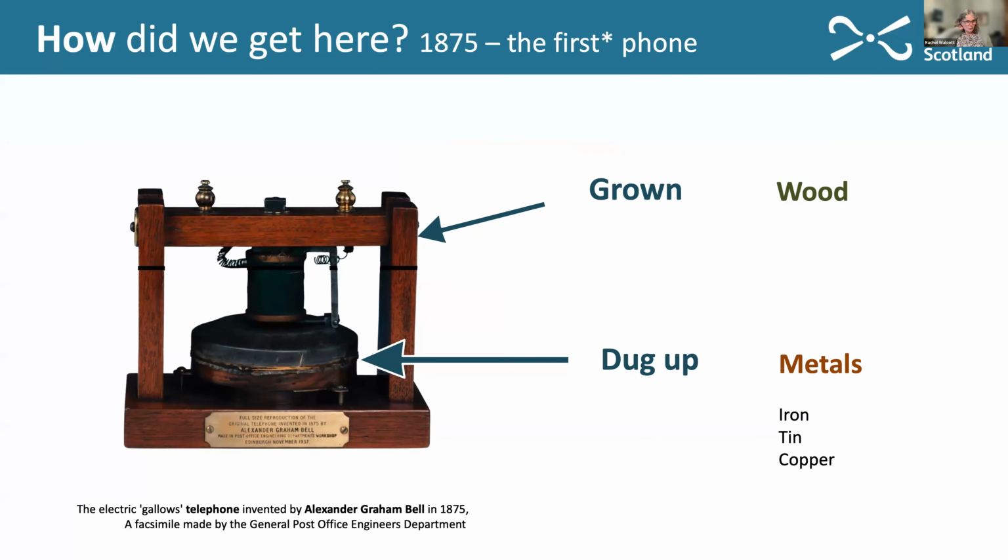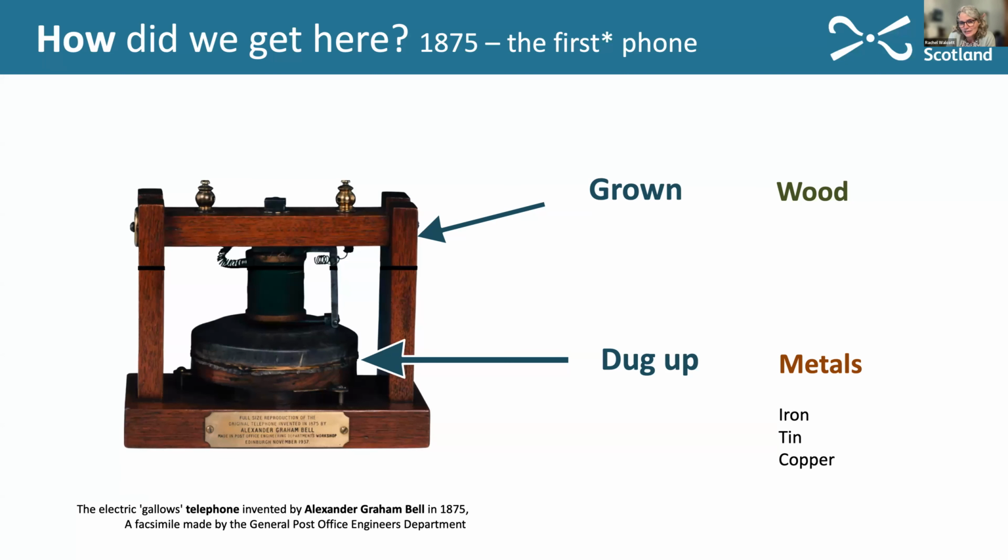So how did we get here? This is a bit about the evolution of, well, phone technology, I guess. On display, we have a mock-up of the first patented phone, done by Alexander Graham Bell in 1875. And this is it on the left. I don't know how it works, but I'm just going to talk to you about the ingredients of it.